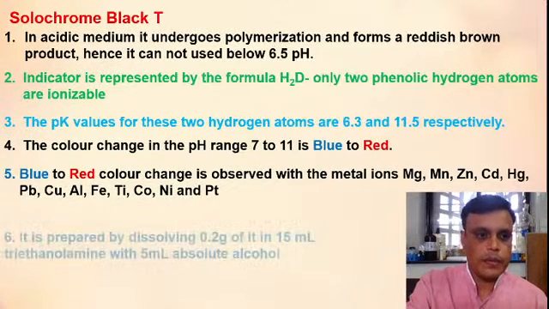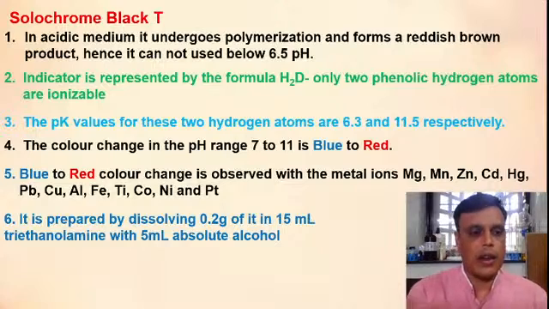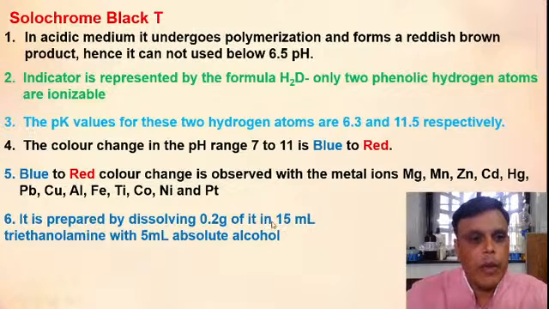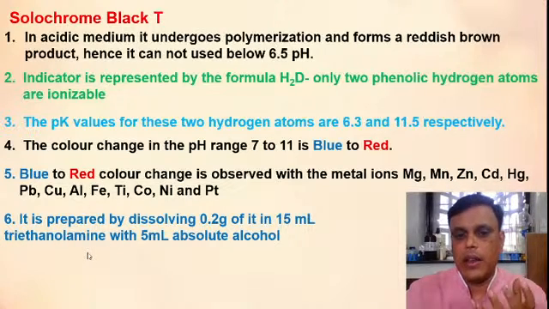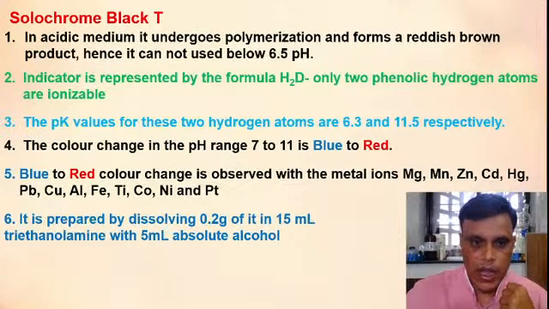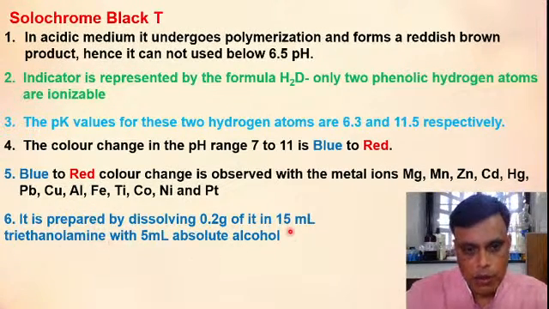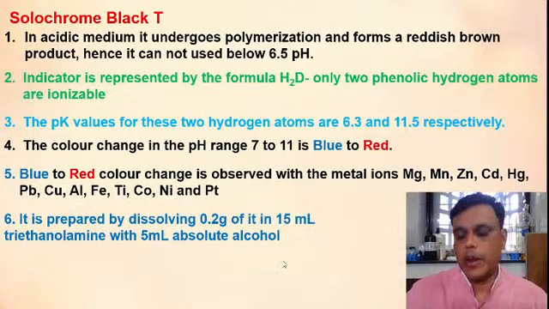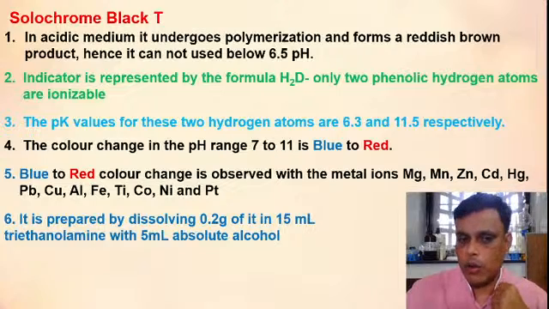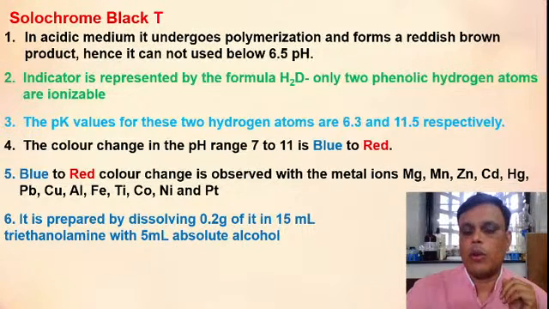Okay, then the next and last property of the solochrome black indicator is that it is prepared by dissolving 0.2 gram of it. You have to weigh exactly 0.2 gram of solochrome black indicator and dissolve it in 15 ml triethanolamine and 5 ml absolute alcohol. This is the way to prepare a solochrome black indicator, so that all the indicator will get dissolved in it. So these are the properties of the solochrome black indicator.